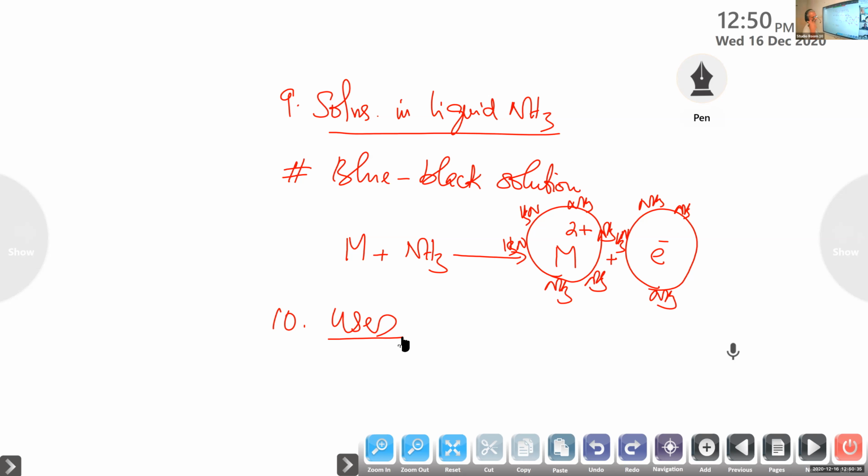A large number of uses are there. I have selected only one use each. Say beryllium, that is used for making the windows of X-ray tubes. Beryllium is used for making the window of an X-ray tube.